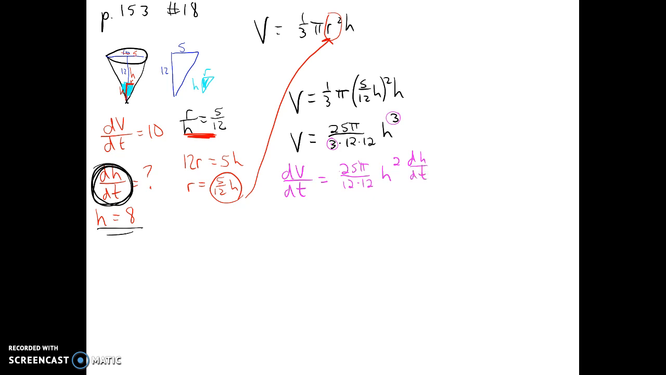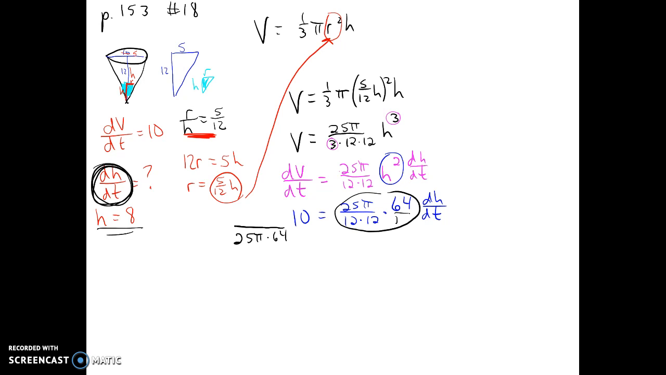And now I'm ready to plug in numbers. dV over dt is 10. h is 8, so I squared it. And I'm looking for dh over dt. So I'm going to multiply both sides by the reciprocal. So in the denominator, I will have a 25 and a pi and a 64. And in the numerator, I'll have a 12 and a 12.